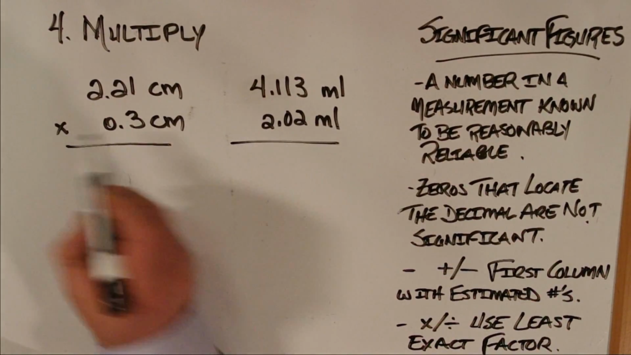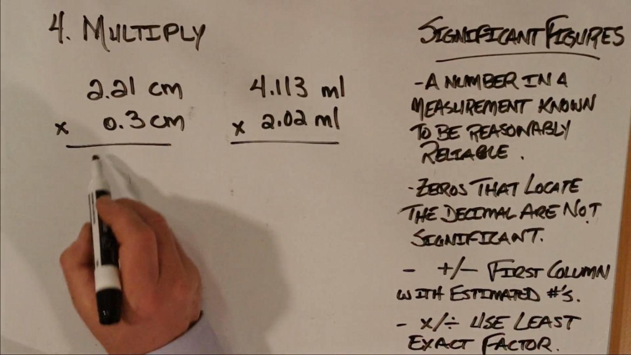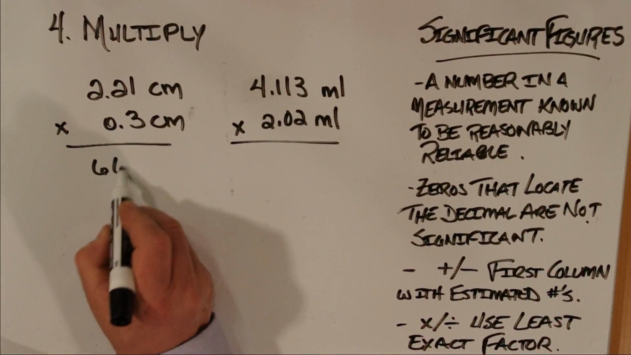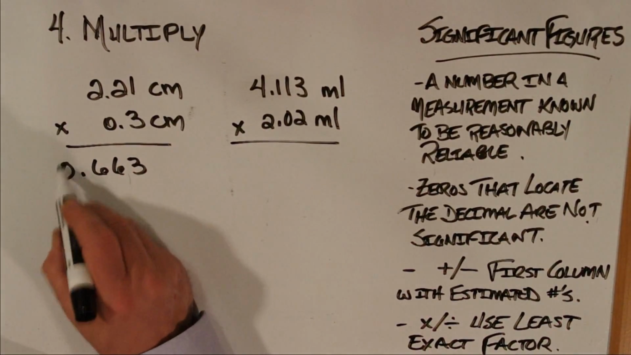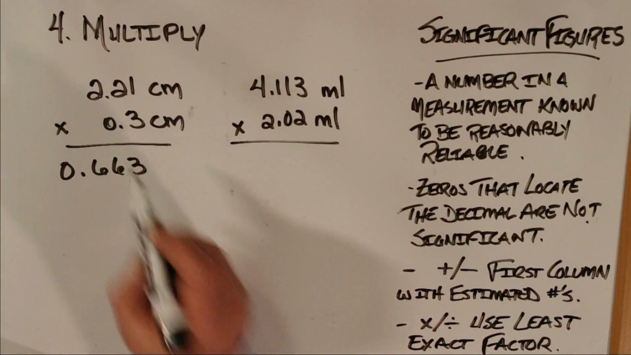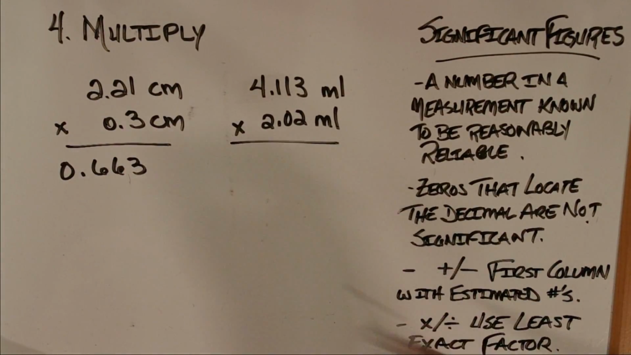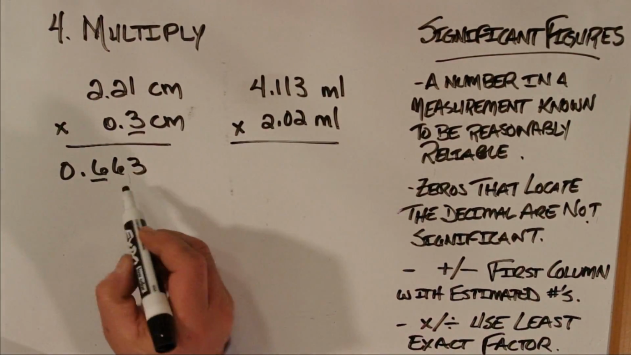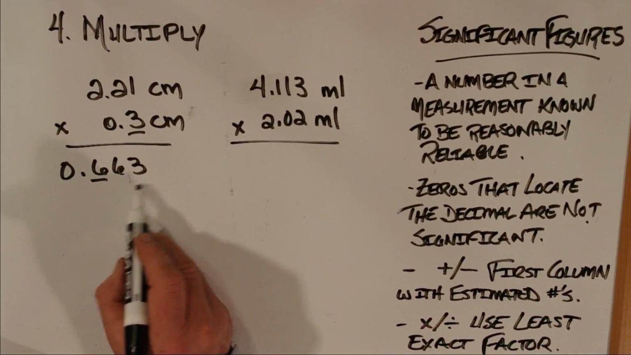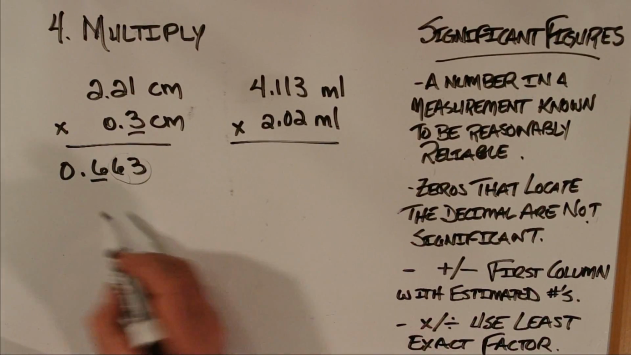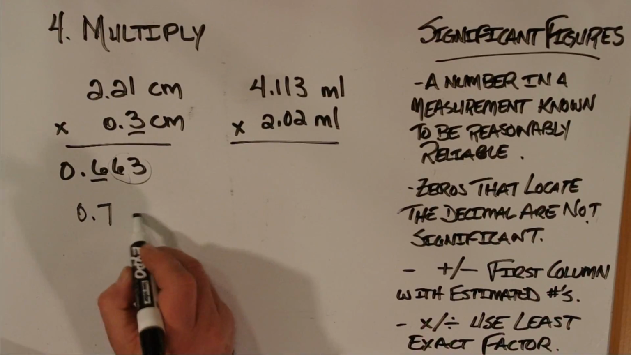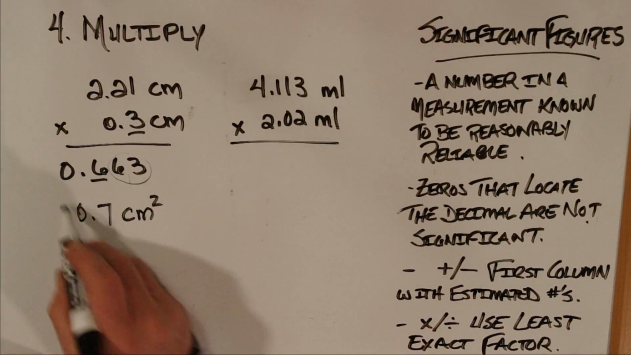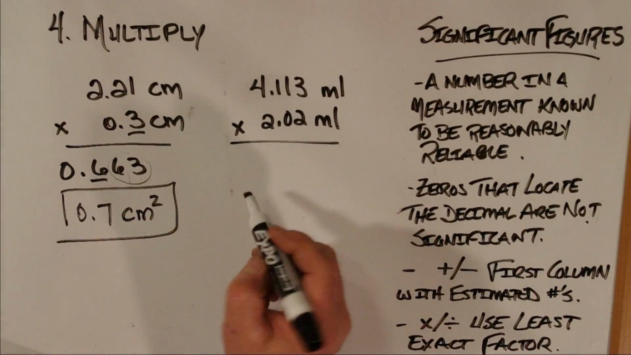Problem number 4, we're asked to multiply two groups of numbers. And the first one, we get 0.663. The least exact factor is in the tenths place, so we're going to keep that. To the right of that is a number that's greater than 5, or greater than 50, and so we'll report 0.7 centimeters squared as the answer.